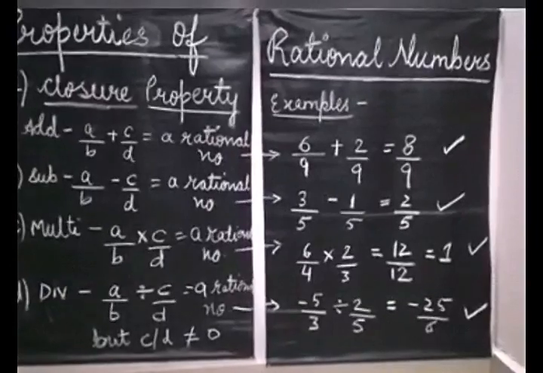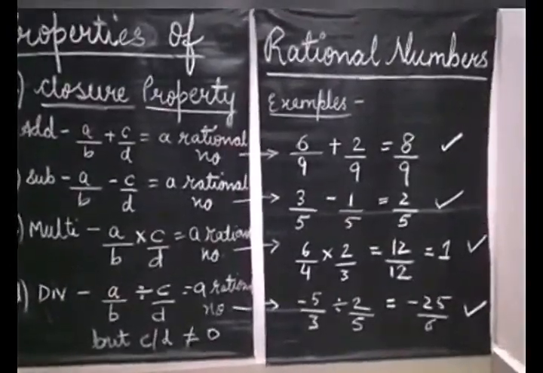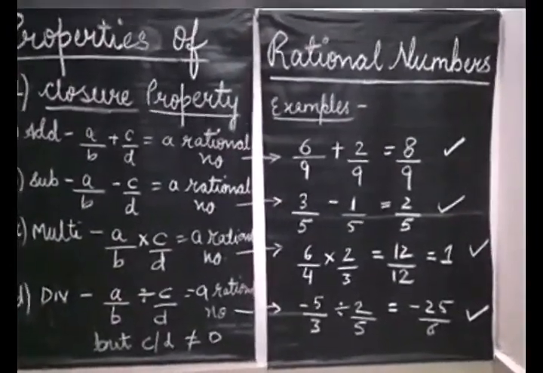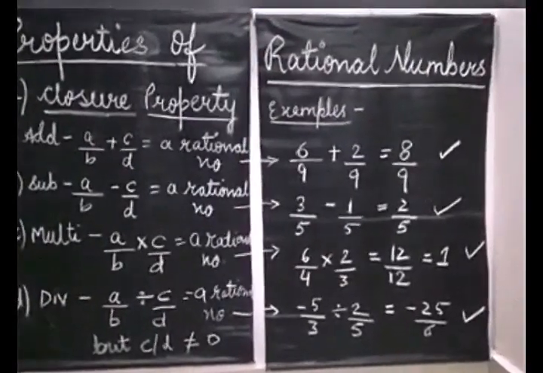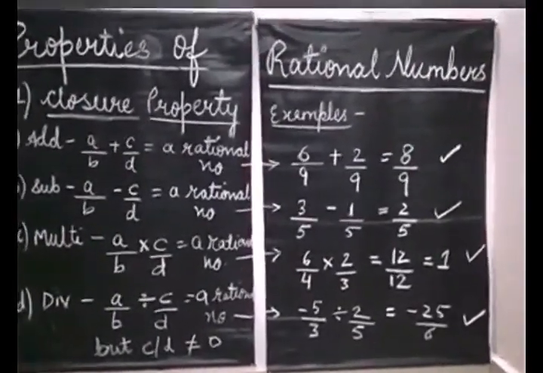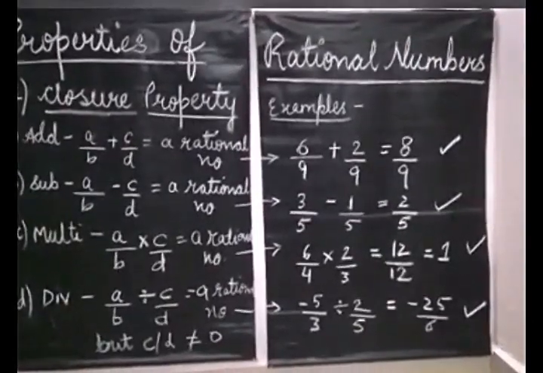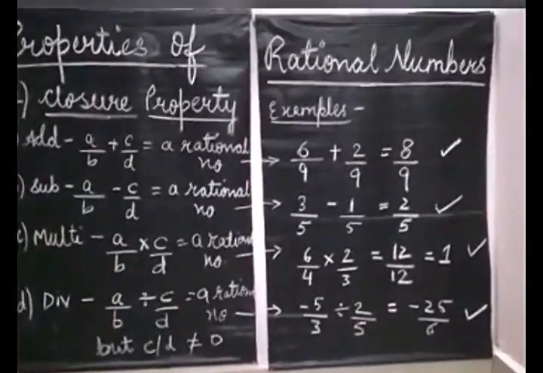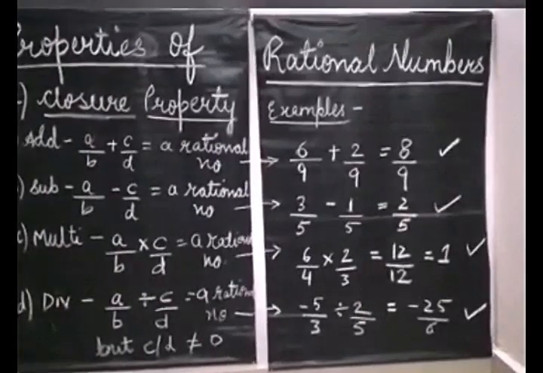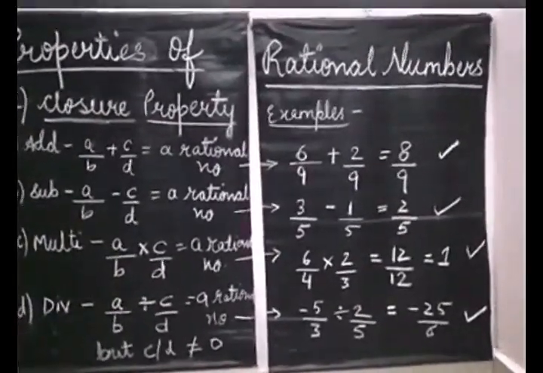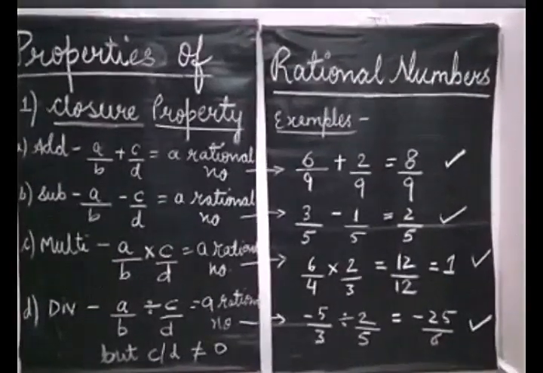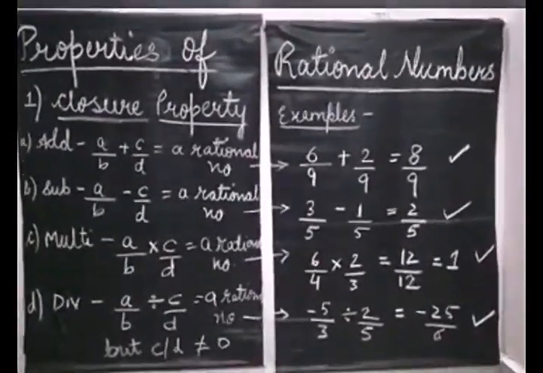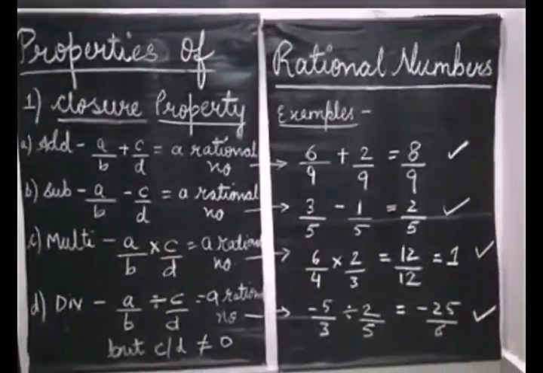The denominators are the same, so we can easily subtract the numerators. That's why 3 minus 1 gives you 2. Hence your answer is 2 upon 5. It means that 3 upon 5 was a rational number, 1 upon 5 was a rational number, and the answer that we got is also a rational number. Therefore, we can say that closure property is applicable in case of subtraction.